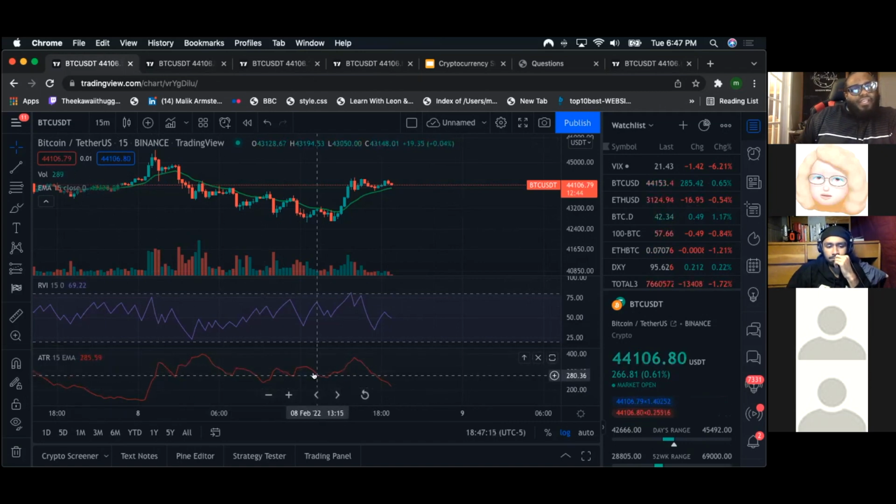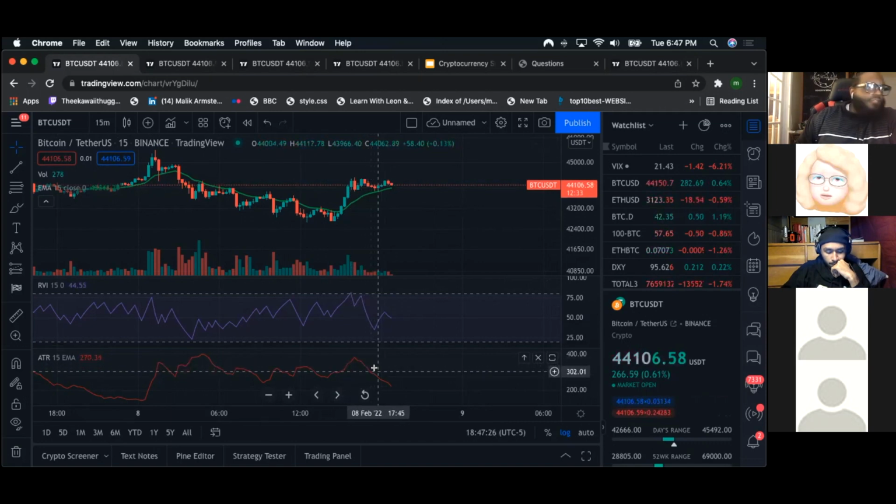This indicator right here shows you every 15 minutes of volatility on Bitcoin. And if you guys didn't learn anything else in this class, this is a very important indicator, not financial advice, but for educational purposes. This is an indicator that I use to place limit orders, and this is something that could save you a lot of money and make you a lot of money.